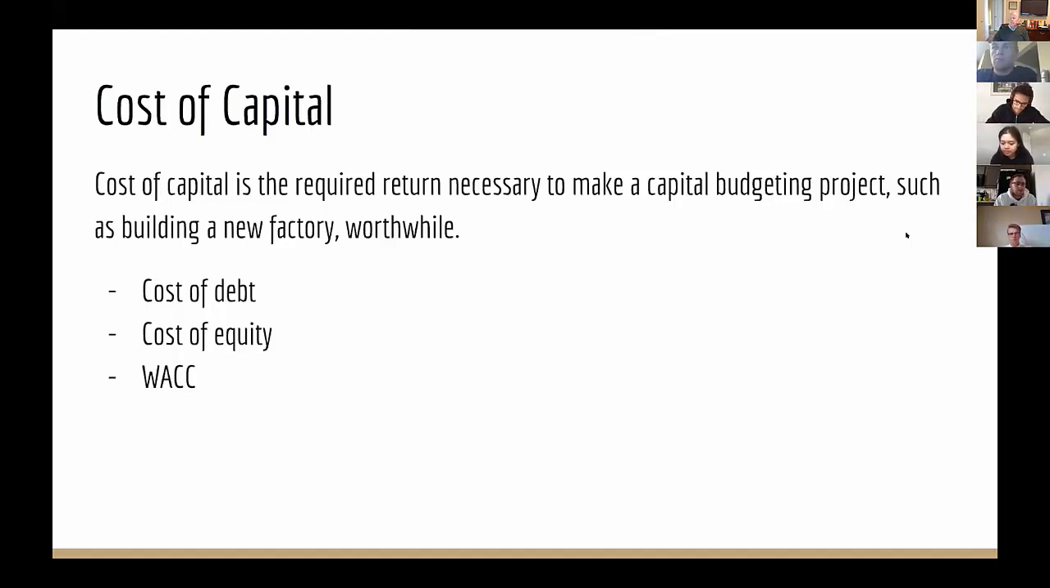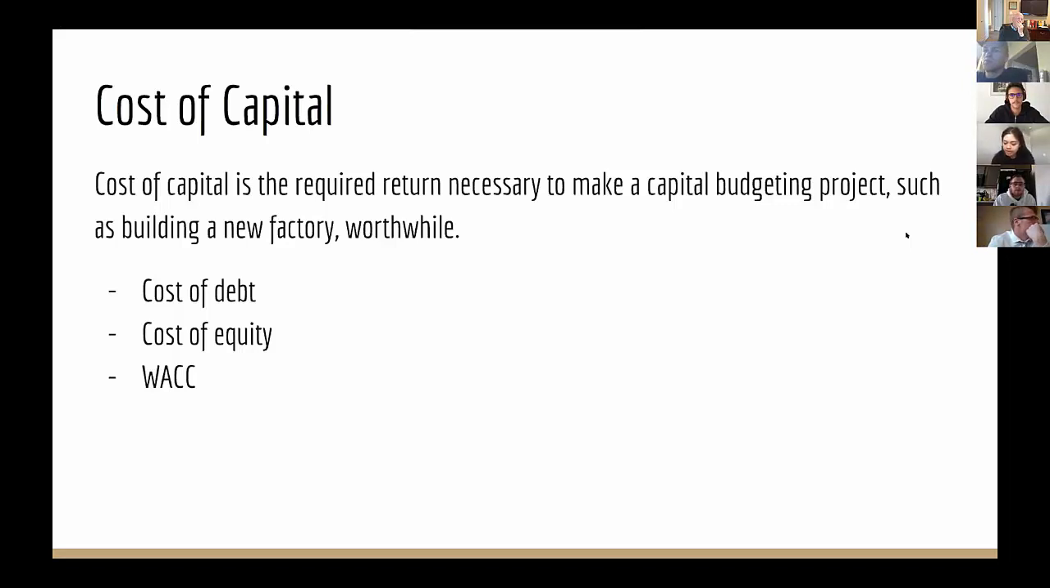And you can do this by calculating the total debt divided by the interest expense times it by, if there's a marginal tax rate. And the next one is cost of equity, which is harder to calculate because of its uncertainty. Therefore, the cost of equity is the same as the required return for the equity investors, and you can use the CAPM to calculate this.